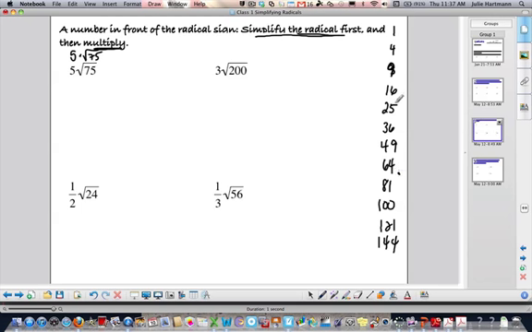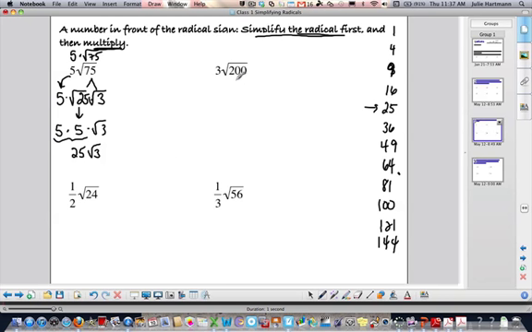Which goes into that? 25. Okay, 25 goes into 75, so that's 25 times 3. Square root, and then this 5 comes down. Okay, don't leave that out. Don't forget it because you're going to do 5 times this. So then we know the square root of 25 is 5. So we have 5 times root 3. 5 times 5 is 25 times root 3.